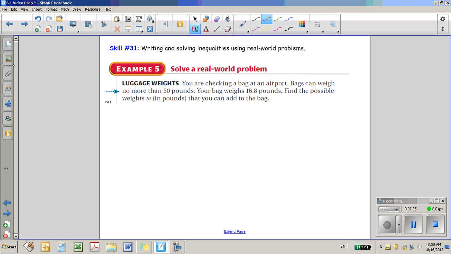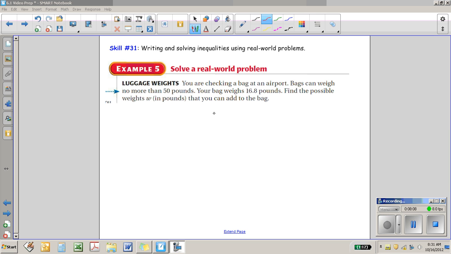Okay, so for skill number 31, we're going to write and solve inequalities using real-world problems. Alright, so this is the last skill for the section. We are going to learn how to write and solve inequalities using real-world problems. So the problem is about luggage weights. It says you're checking a bag at an airport. Bags can weigh no more than 50 pounds. Your bag weighs 16.8 pounds. Find the possible weight that you can add to the bag.